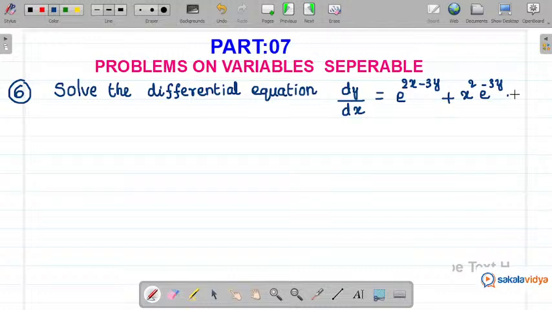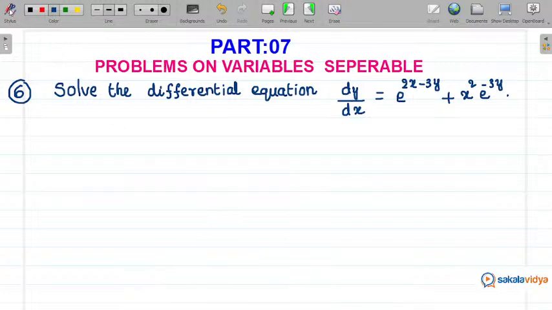Okay, let us solve this question now. Solve the differential equation dy by dx is equal to e power 2x minus 3y plus x square e power minus 3y. So, now how to solve this problem? Let us try to solve this problem now. See the solution.